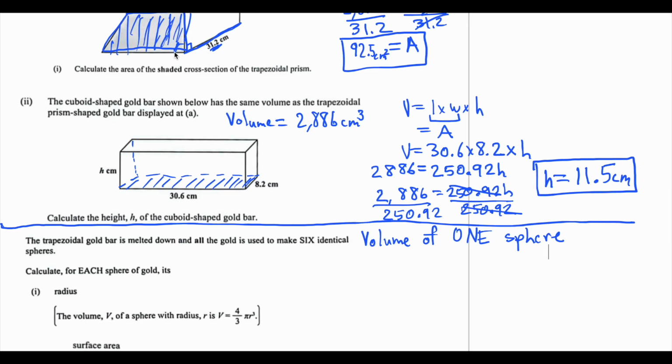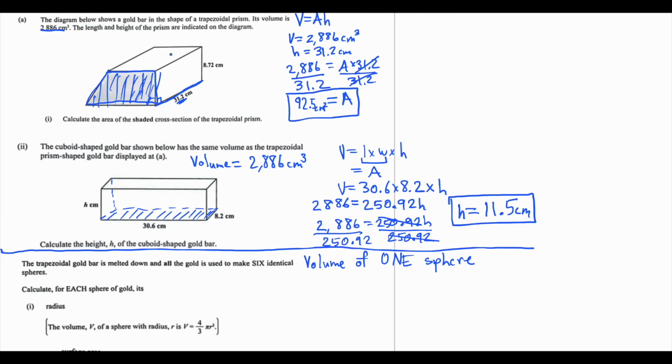All right, so we melt this guy here. So after we melt him, we had his volume. We know what his volume is. Now we have 6 identical spheres coming from that one volume. So I want y'all to work out the volume for one sphere and then we go from there. I'll give you 1 minute.